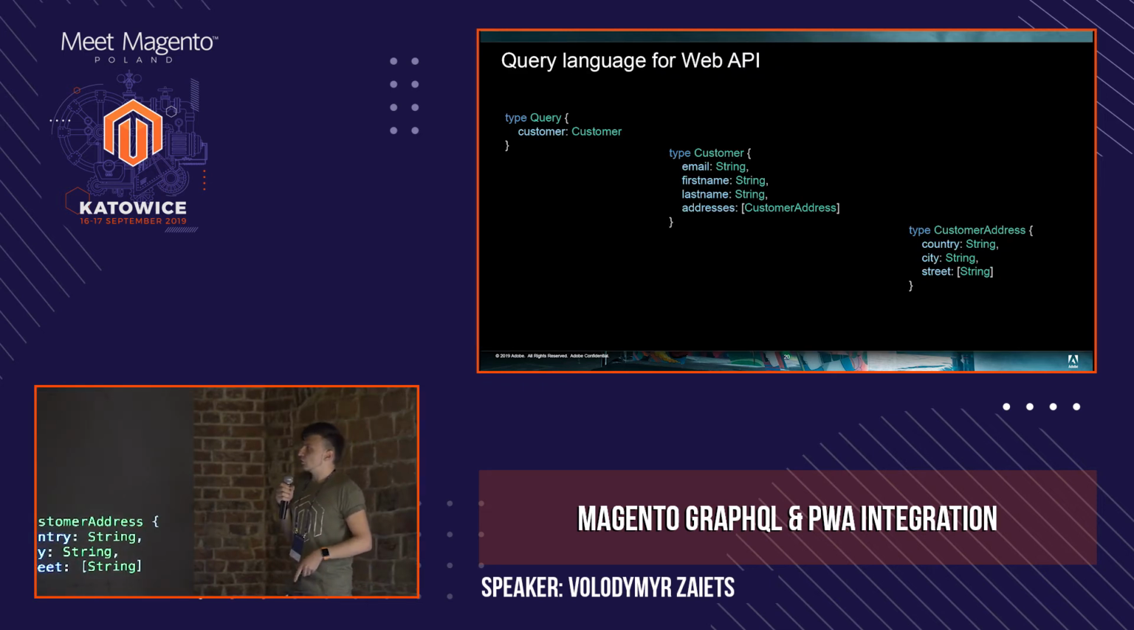And how does it look in the code? We need to just declare our types and provide the links between our types. In our case, we declare the type for customer with a list of fields like email, first name and last name that are represented by string, and a complex field like addresses that are represented by an array of customer address entities.